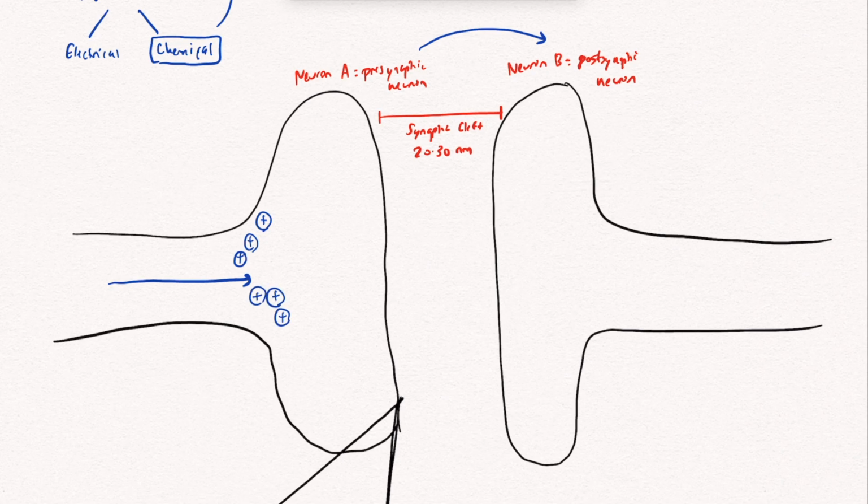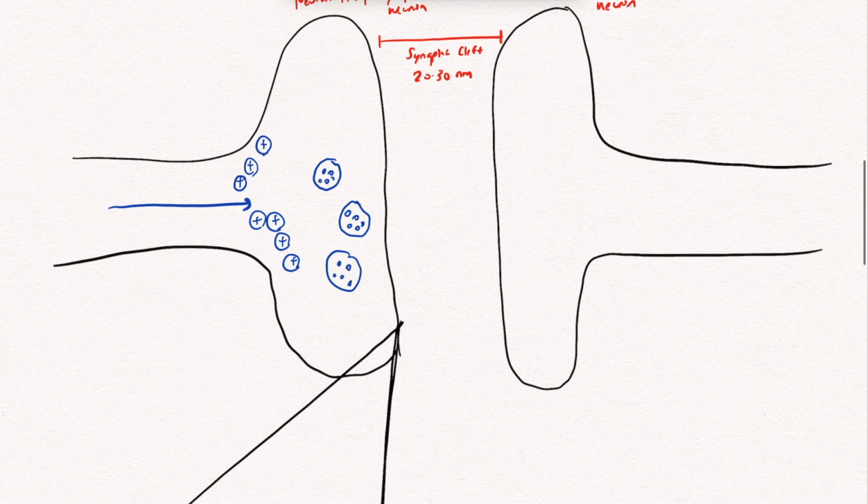And this wave of positive ions causes the release of these vesicles, and these vesicles are pretty much big bubbles, that I like to call them, that carry chemicals. And these chemicals are called neurotransmitters.